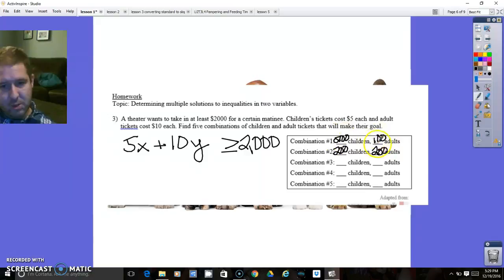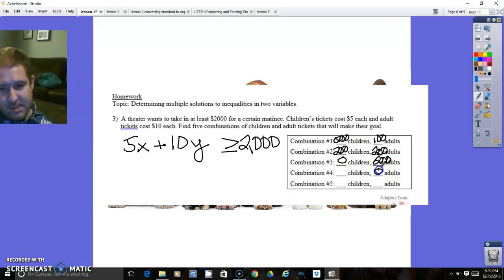Well, if 200 children and 100 adults, now I'm really just adding another $1,000, which means this is going to be $3,000. I know I kind of just beat the system there a little bit, and I'll cheat it again. What if I sell 0 children's tickets? Then how many adult tickets would I need to sell? That would be 200. 0 and 200 should work.